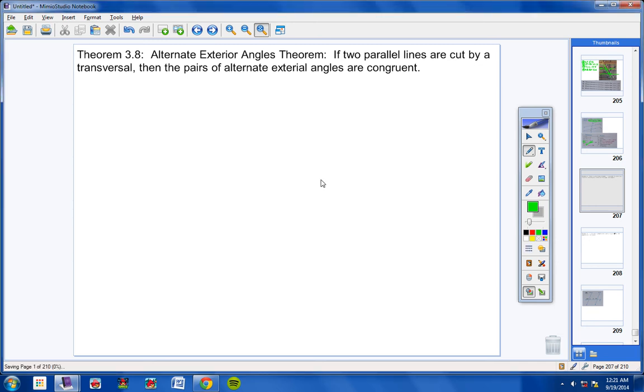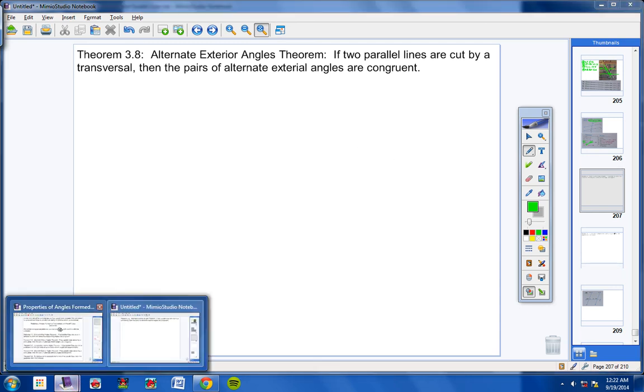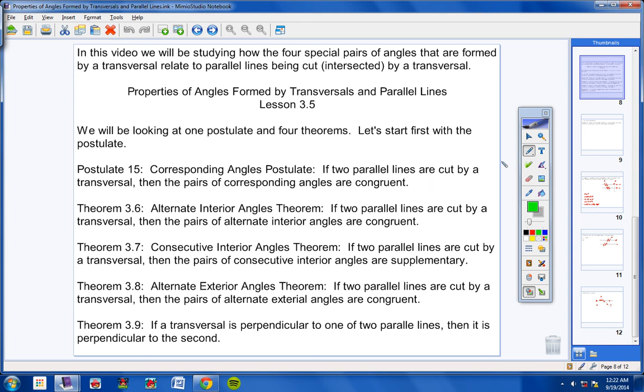All right, now, students, if you'll take a look here at this theorem, Theorem 3.8, I want to show you something here. Here's how we learned these theorems right here. Do you see that? And notice, if we're going to prove Theorem 3.8, we can use anything before Theorem 3.8 if we want to, okay? We can use postulate 15, Theorem 3.6, 3.7. I don't think we're going to need these, but I want to remind you that whenever you're proving a theorem, you can use anything before it that you've learned, okay?